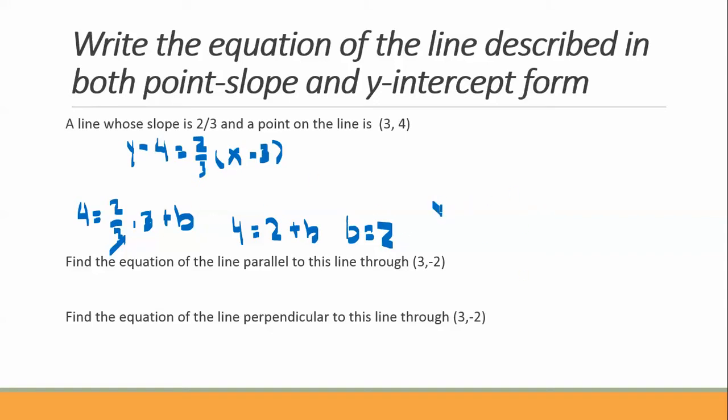When we're writing equations of lines, we need y and x in there. So y = 2/3 x + 2. Or you could have solved this equation for y and also have gotten y = 2/3 x + 2. So if you're not given the y-intercept, point-slope form is much easier to write. So then we want to find the equation of a line parallel to this line through this point. So again, for parallel lines, our slopes are the same.